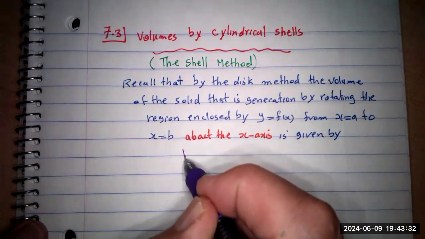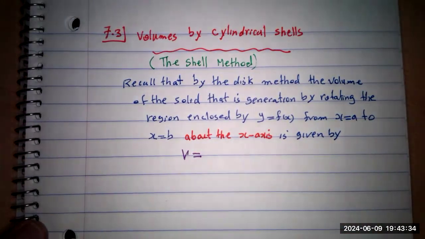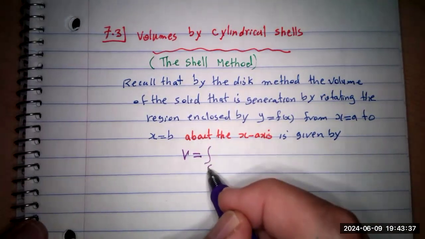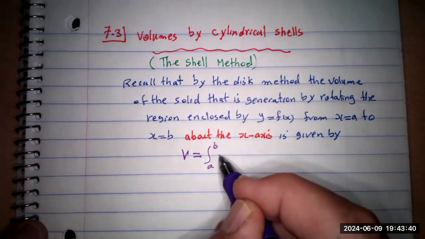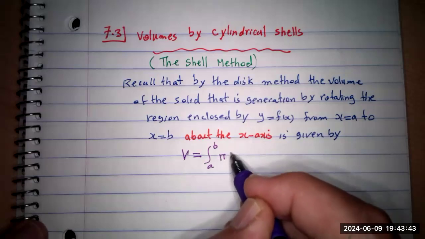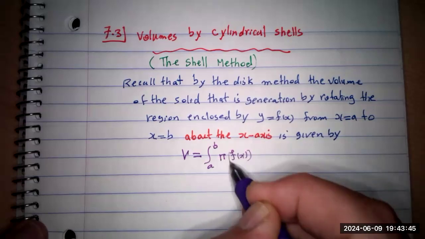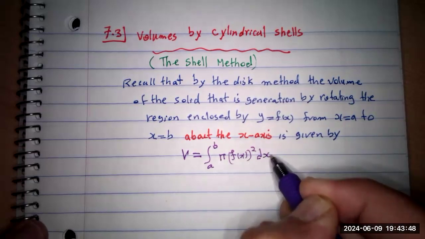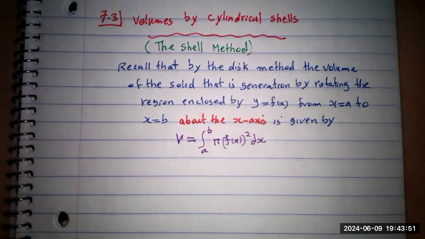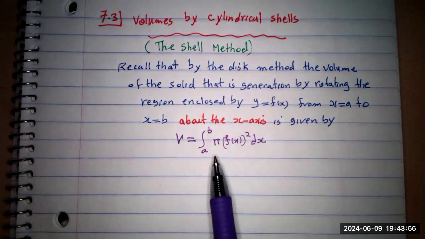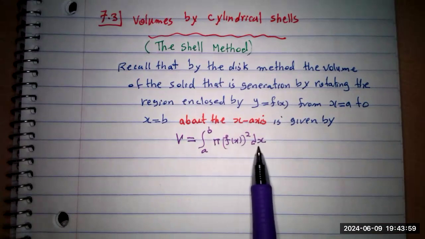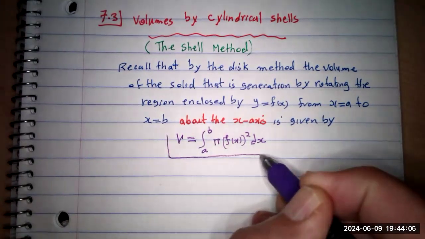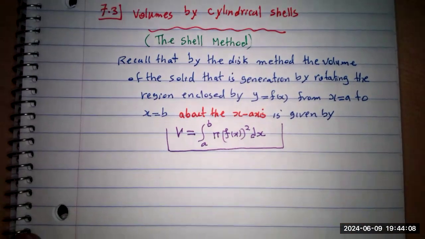The formula is the volume is equal to the integral from a to b of pi f of x squared dx. Because the cross section was a circle, a circular disc, and we find the area of that circle, which was pi r squared, and we multiply by the thickness, that gives us the volume. So this is the disk method.